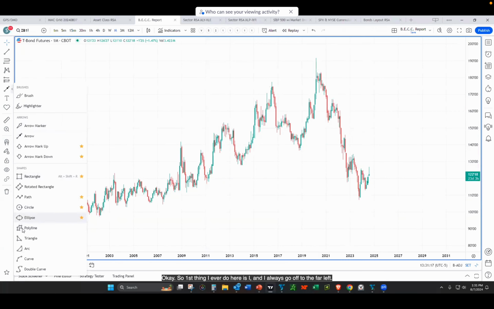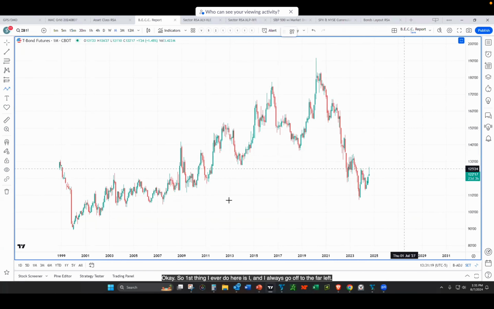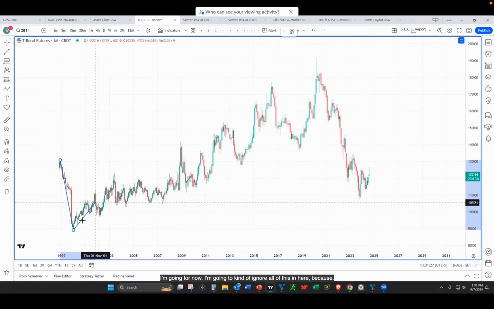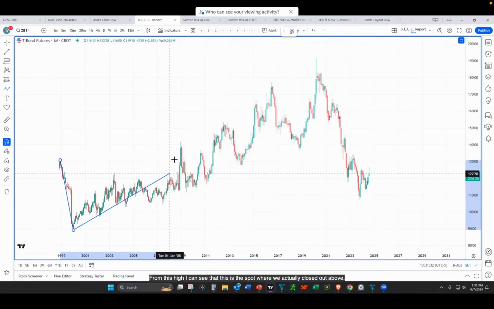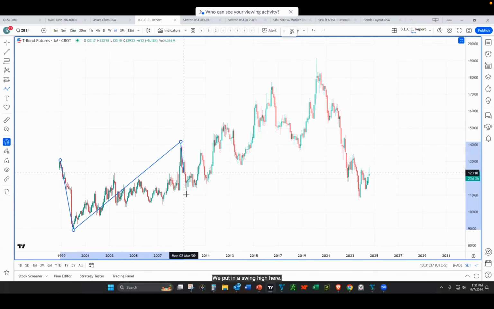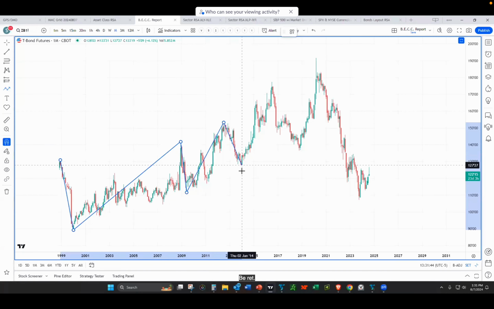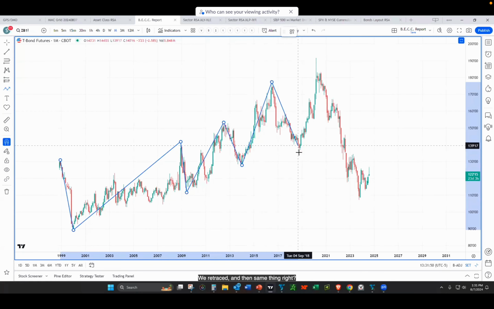Okay, so the first thing I always do here is go off to the far left to identify what the big picture market structure is. I'm going to ignore all of this in here because from this high, I can see that this is the spot where we actually closed out above that. We put in a swing high here, we retraced, we closed above this high right here. We continue to trade higher, we retraced, closed above this high right here. We continue to trade higher. We retraced, and then same thing, right?